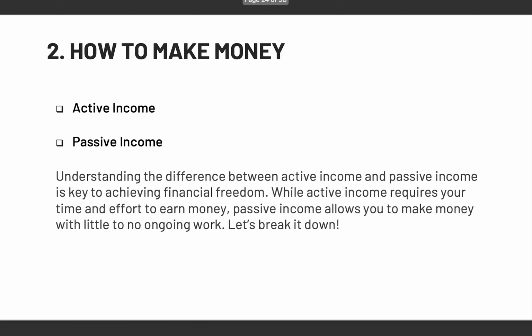Now, the second section is how to make money. So we've talked about the introduction to personal finance, what personal finance is all about, and the common financial mistakes people make. Now, how do you start making money? There are two main ways you can start making money: the first way is through your active income, and the second way is through your passive income. I'll be explaining these two types of income for you in this free guide.